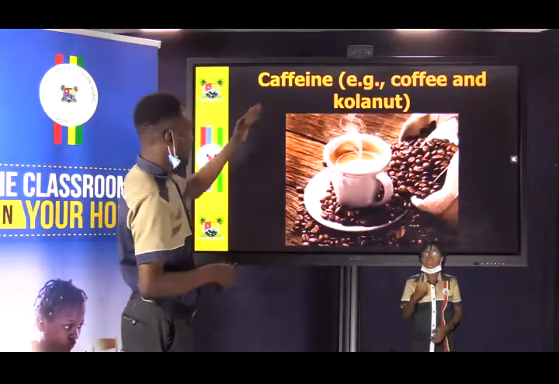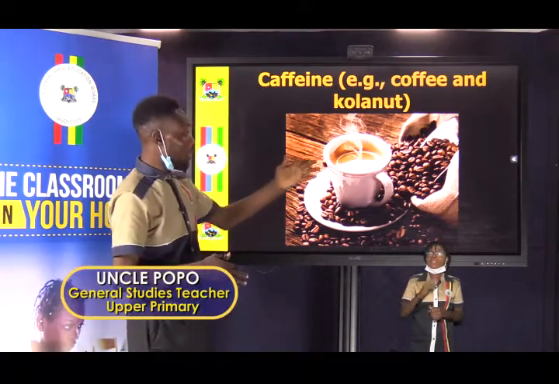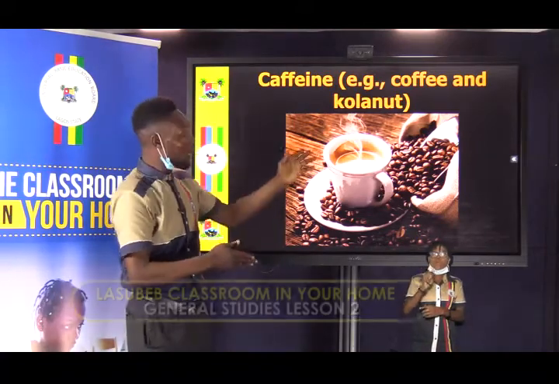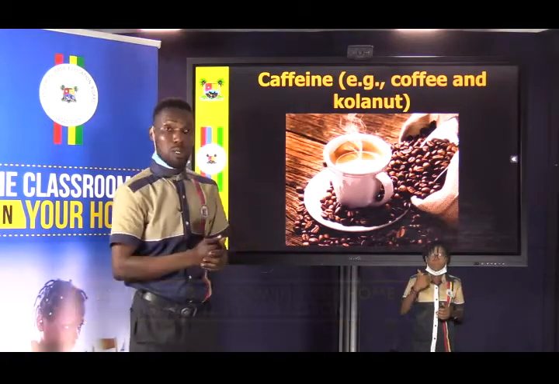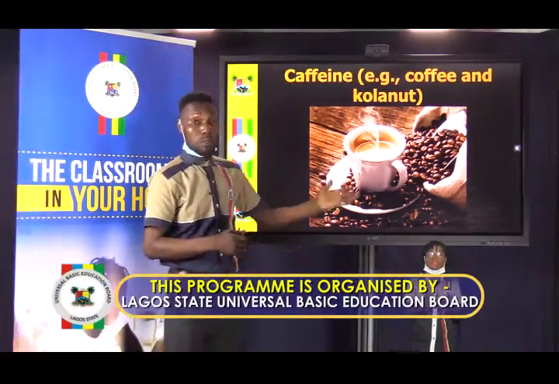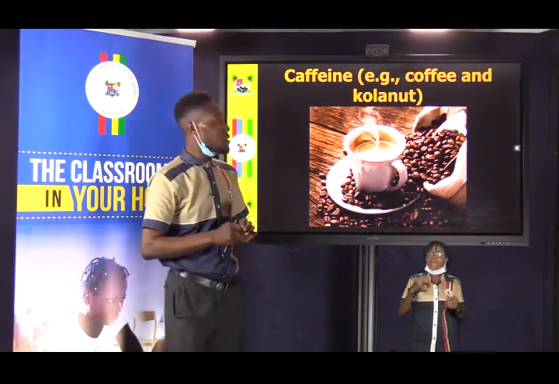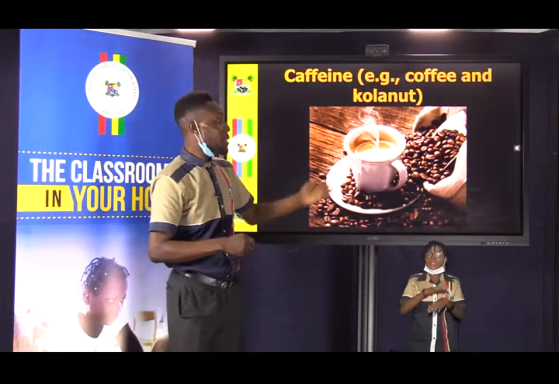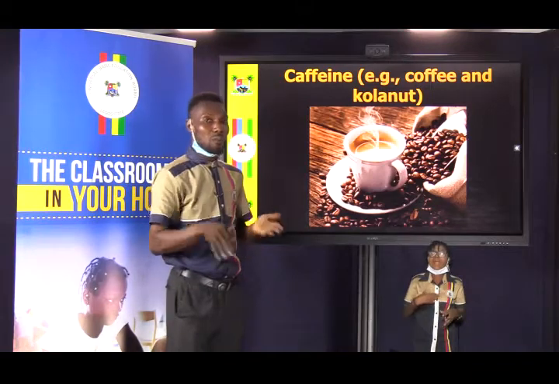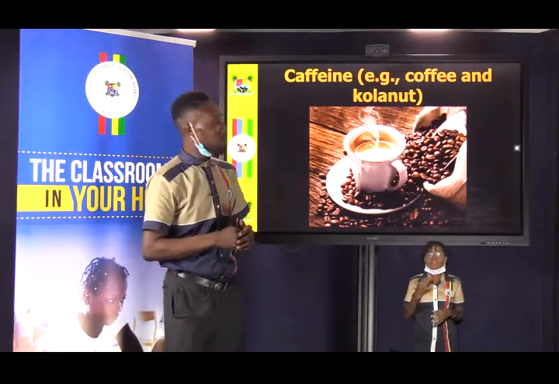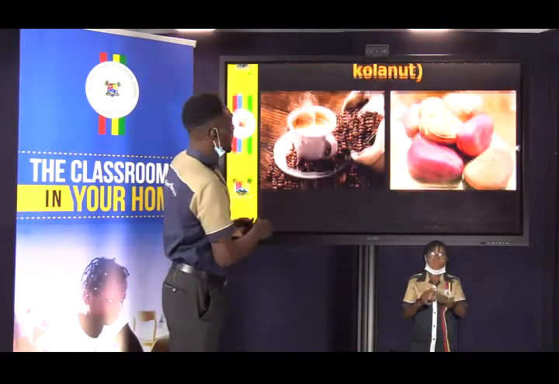Another one is caffeine. An example here is coffee and cola nut. I know some of you have been wondering how coffee and cola nut are abused drugs. Some do take this kind of drug excessively and they use it for different motives. Some will take it because they don't want to sleep and they take it in excess, or the cola nut to perform the other side of the function it's meant to perform. So it's an abused drug. So we've talked about this.